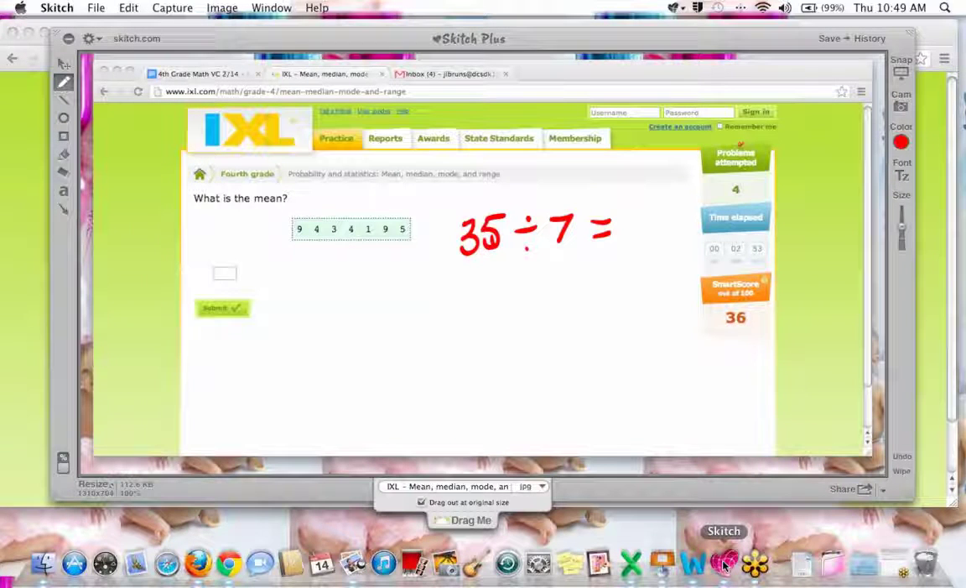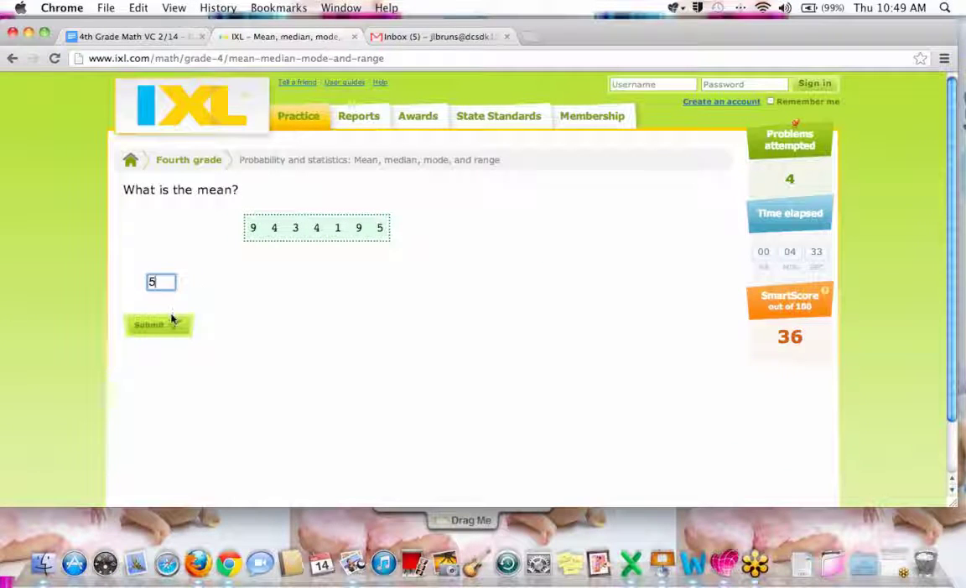Just doing it. 35 divided by 7 is 5. Very good. So math facts, everyone.